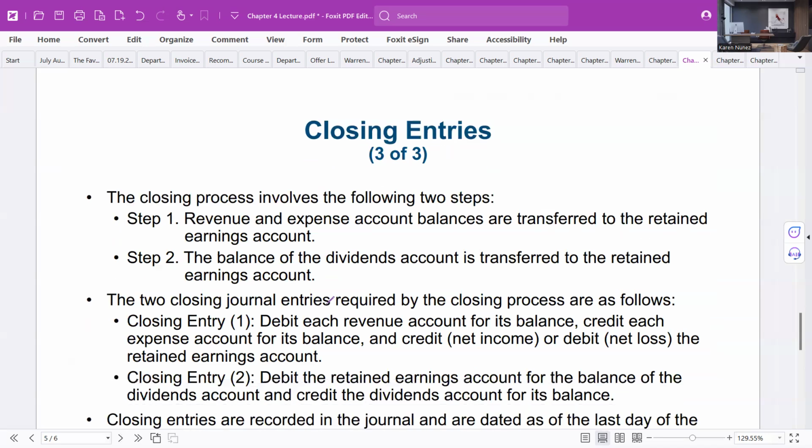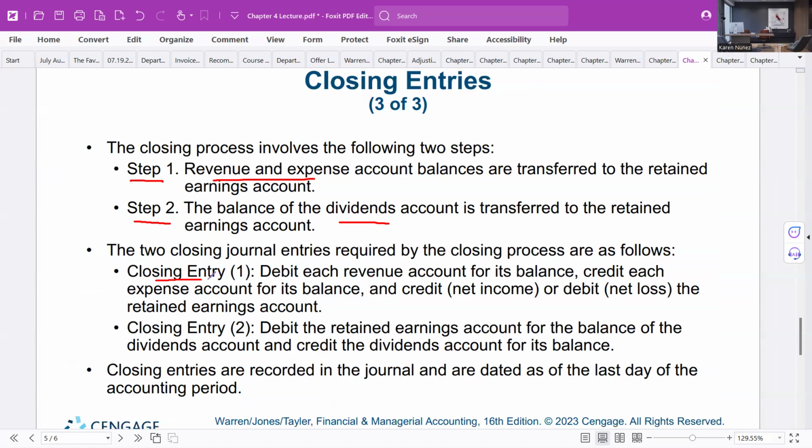How do we close those temporary accounts? We do it in a two-step process. The first step is to close the revenue and expense accounts. Those accounts have to be closed, and then we close the dividends account, and everything gets closed out to the retained earnings account, because retained earnings, by definition, is the retention of earnings minus dividends. So the revenue and expenses and the dividends get closed out to the retained earnings account.